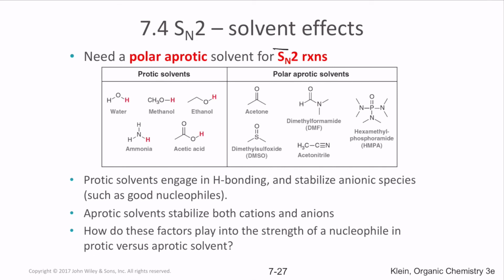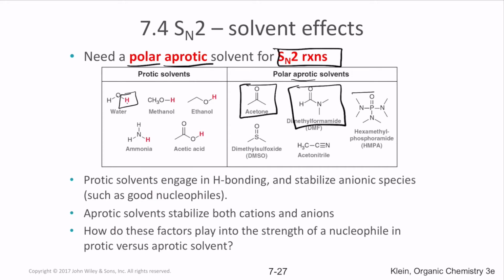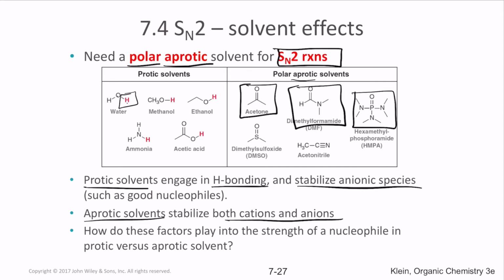So for SN2 reactions, what type of solvent do you need? You need a polar aprotic solvent. What is a protic solvent and an aprotic solvent? Protic solvents are solvents that have a proton connected to a polar compound through a polar bond. Aprotic solvents are compounds that can form a hydrogen bond but do not have any accessible protons to readily donate. Polar protic solvents engage in hydrogen bonding and stabilize the anionic species. Aprotic solvents stabilize both cations and anions.